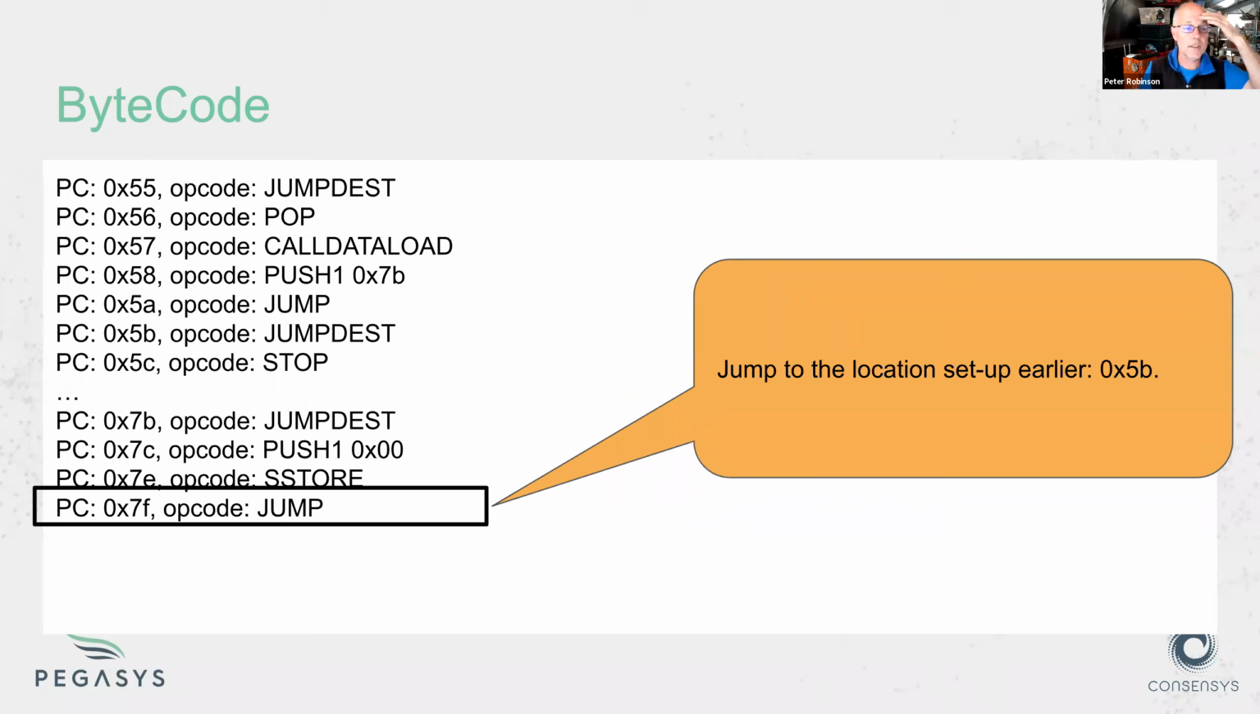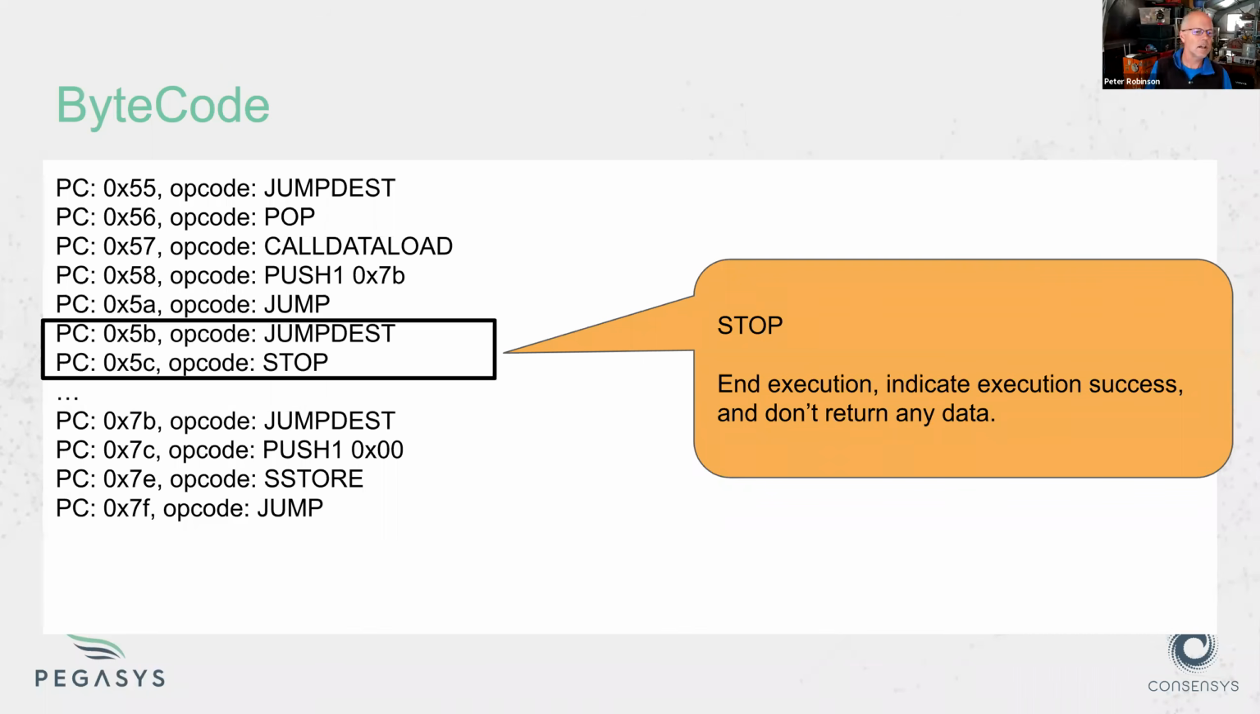And then we jump to the location we've set up earlier, 5b, which is there, and then we stop. Stop means end execution, indicating that the execution status is successful, and don't return any data. So stop is what you'll get if it's a transaction which doesn't return any data.